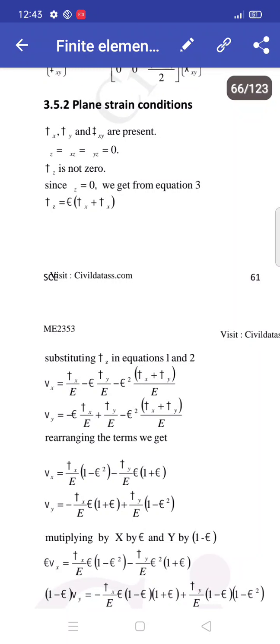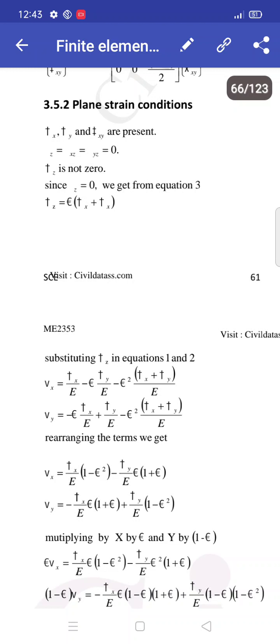So plane strain condition. σx, σy and τxy are present. Then εz is equal to γxz is equal to γyz is equal to 0. σz is not 0. σz is equal to ν(σx + σy).